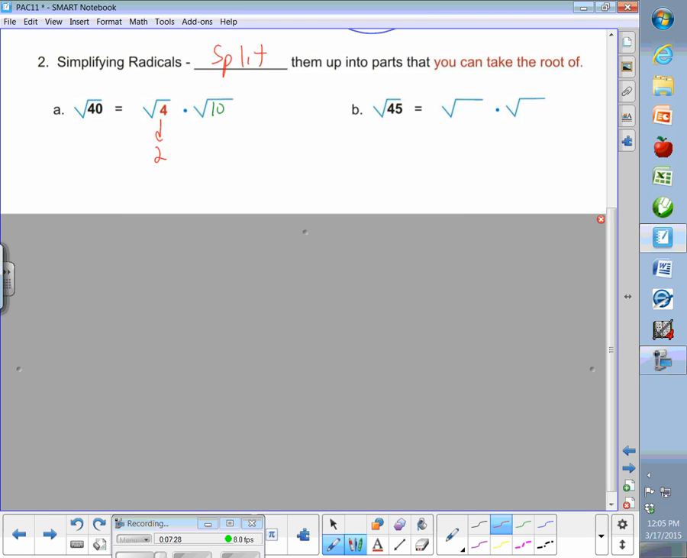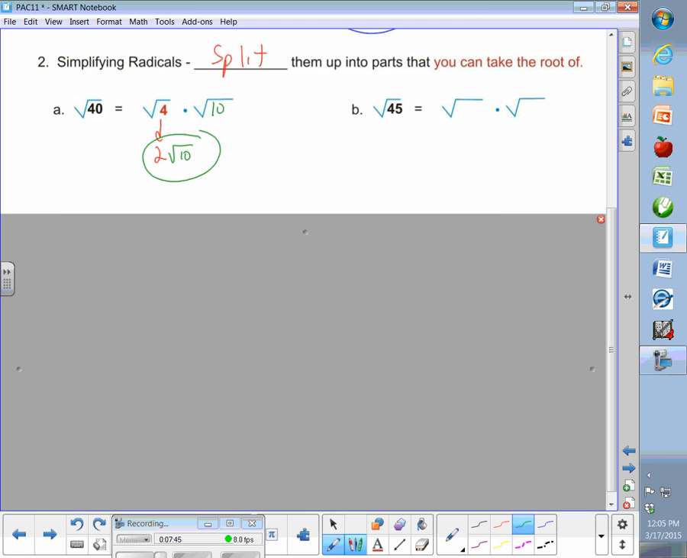2. And remember, 2 is the principal root of 4. And now we end up with 2 times the square root of 10. And that's a simplified form. Whatever you take the root of ends up being a multiplier of what's left.